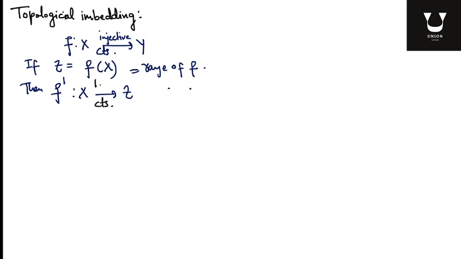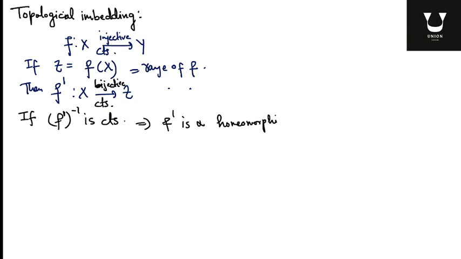So therefore, for f dash to be a homeomorphism from X to Z, what is that which we require? If f dash inverse is also continuous, then we can say that f dash is a homeomorphism from X to Z. So let us assume that f dash inverse is continuous. It may not be continuous in general, but we are assuming that f dash inverse is continuous. This implies f dash is a homeomorphism from X to Z. Right?